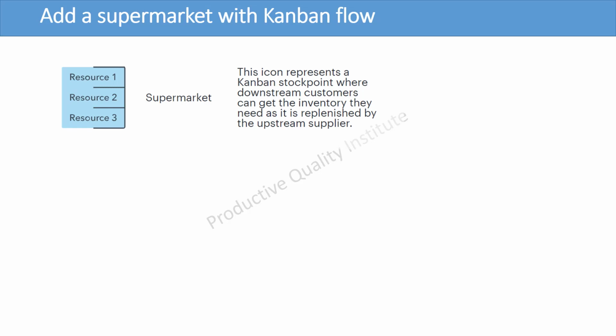In the Shape Palettes window, click the supermarket shape and drop it between two process steps. Use the Kanban flow from the line library to create the withdrawal and production Kanban flows. Drop the Kanban production or withdrawal graphics from the VSM standard palette in the Shape Palettes window onto the Kanban flow lines.